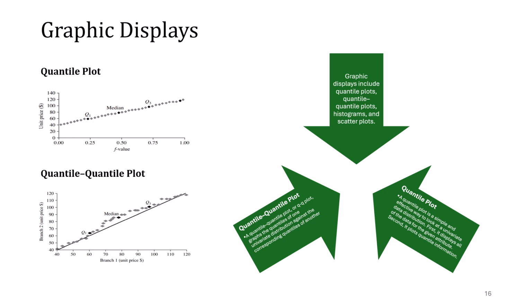A quantile plot is a simple and effective way to look at a univariate data distribution. First, it displays all of the data for the given attribute. Second, it plots quantile information. Next, the quantile-quantile plot, or Q-Q plot, graphs the quantiles of one univariate distribution against the corresponding quantiles of another.